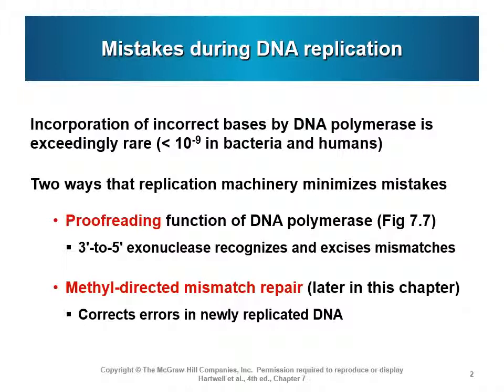So what it does, if you remember probably from previous classes, is go from 5' to 3', adding the complementary pair to the original parental DNA. However, after a certain fragment, the part of the polymerase called exonuclease will go back from 3' to 5' and recognize if there are some mismatches, and it will excise those. And the second method for minimizing the mistakes is called methyl-directed mismatch repair.